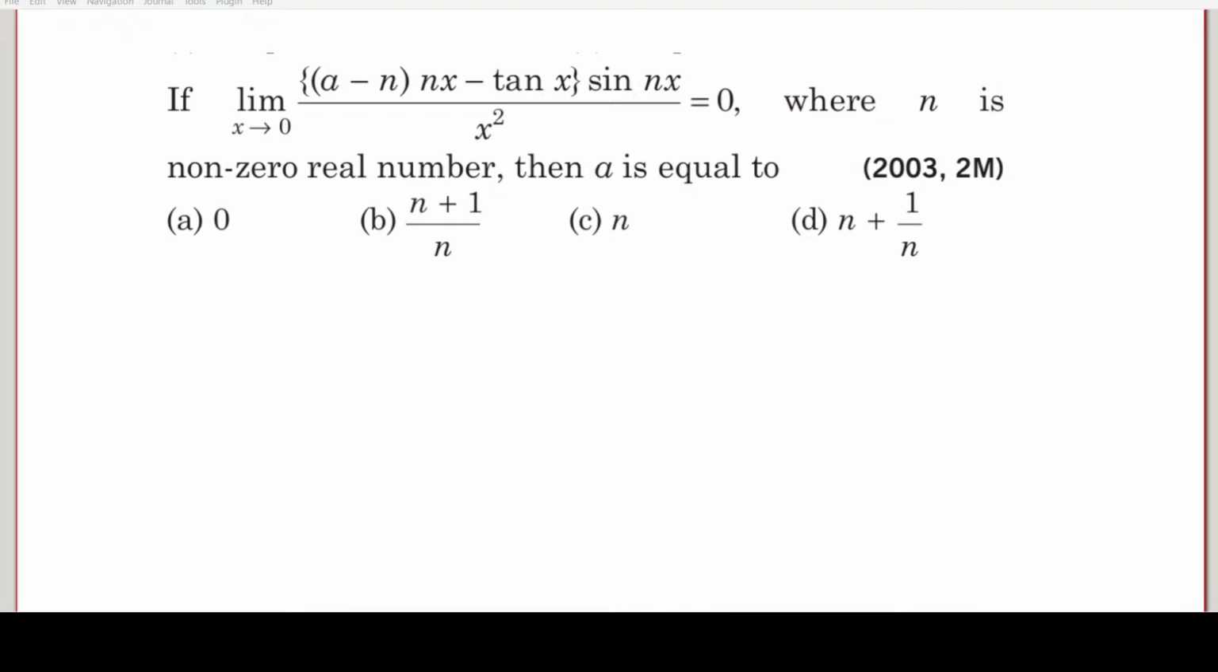Yes, sir. Just try this one. There is an x square here, and there is a product of tan x sin x. Try to get this into sin theta by theta, tan theta by theta kind of format. You have this product, tan x sin x, and you have the product of x and sin x. So x square, ideally you should adjust it that way.